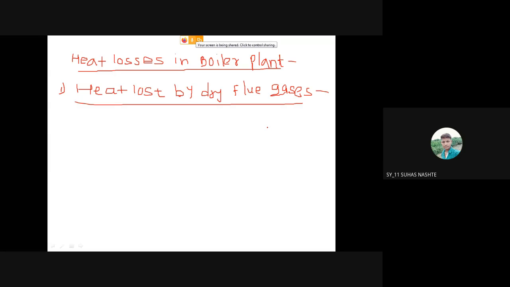When flue gases leave the chimney, it will carry some amount of heat loss.